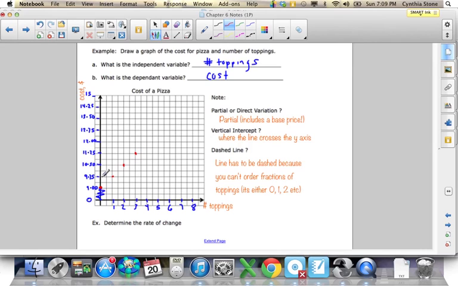But it is important that you go up by regular increments on the y and regular increments on the x. Otherwise, you don't really have a proper graph. You're kind of faking your data.